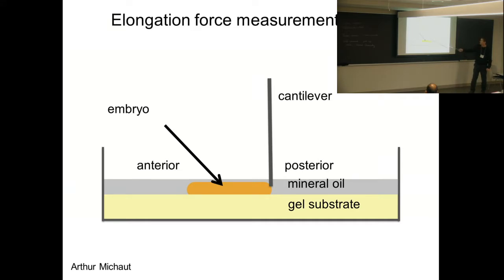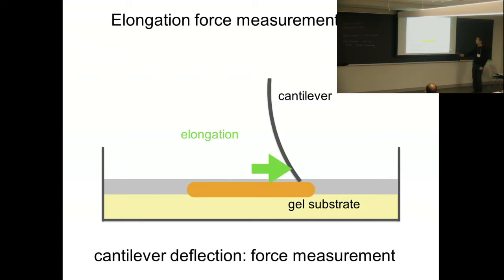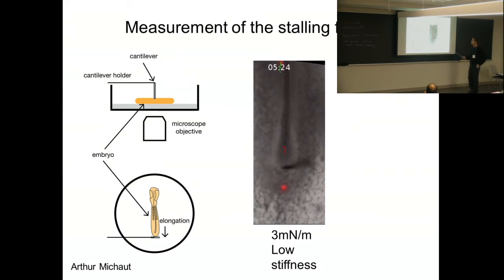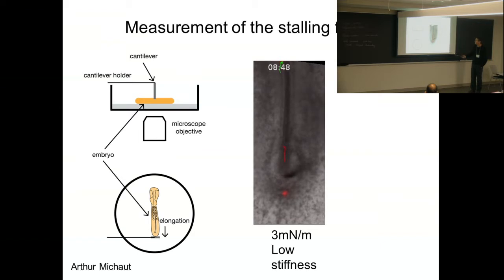The cantilever is implanted in the embryo. The embryo is also covered by a layer of oil to prevent dehydration. And what is monitored is the displacement of the cantilever, which is expected to help quantify the force which is produced by the tissue. And so using this approach, he was able to design cantilevers of different stiffness, which he implanted in the embryos. And so that's what you see here.